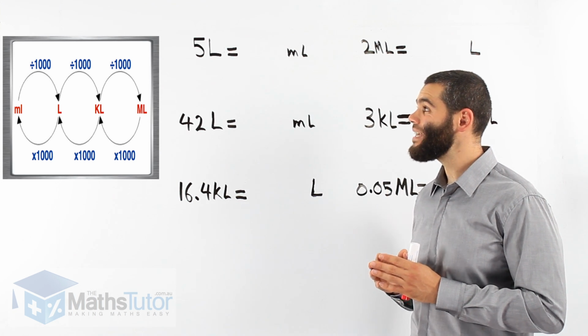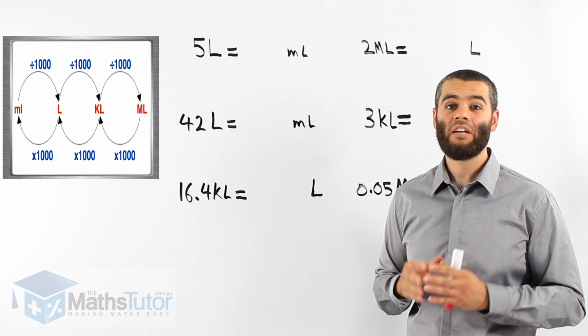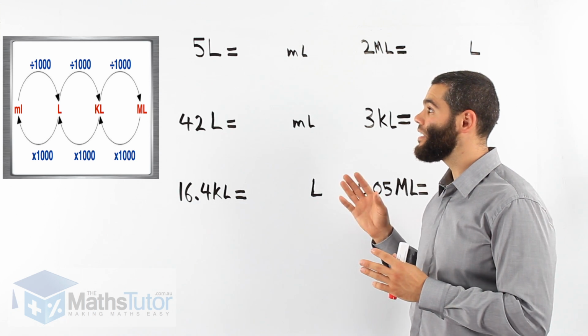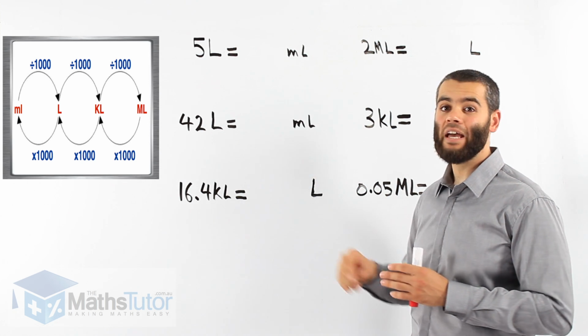Going from megalitres to kilolitres, we times by 1,000. Kilolitres to a litre times by 1,000. And litres to millilitres times by 1,000. So the process is simple. Let's see how we do it.